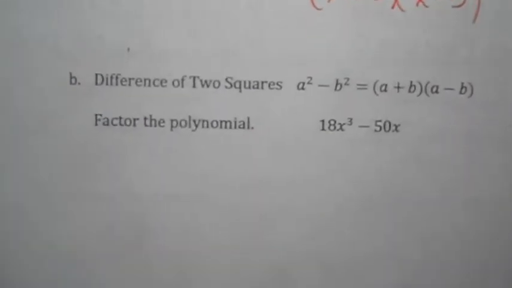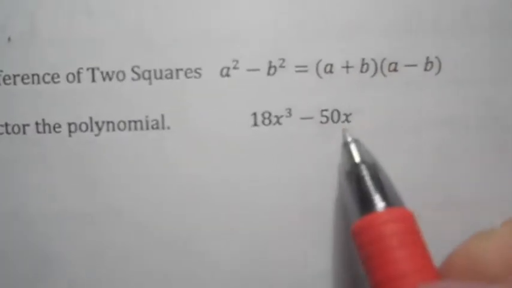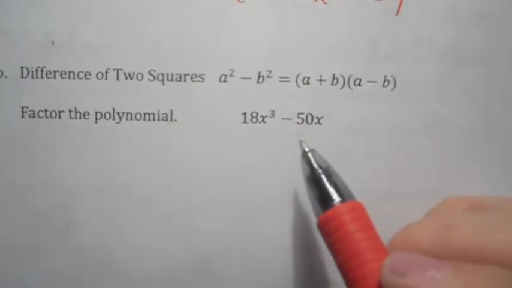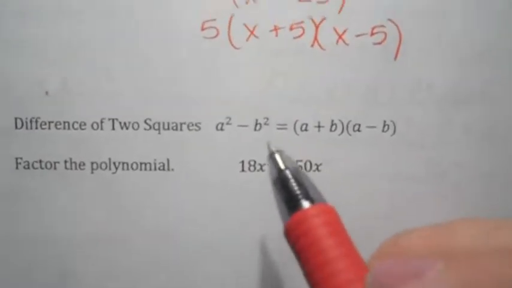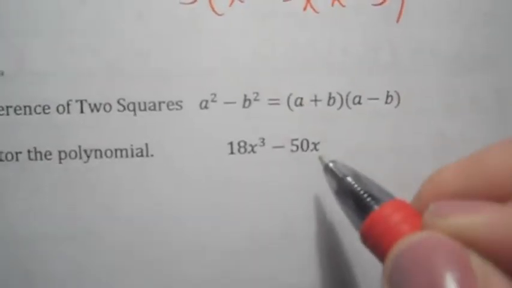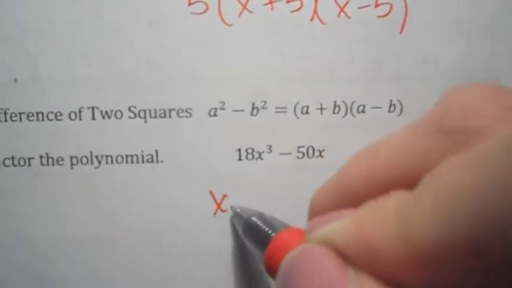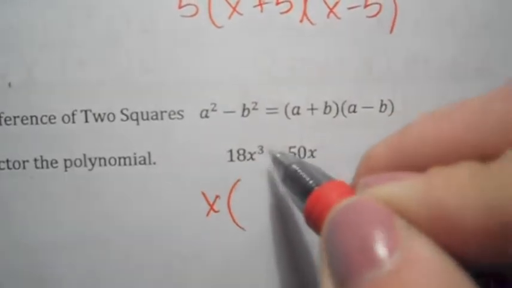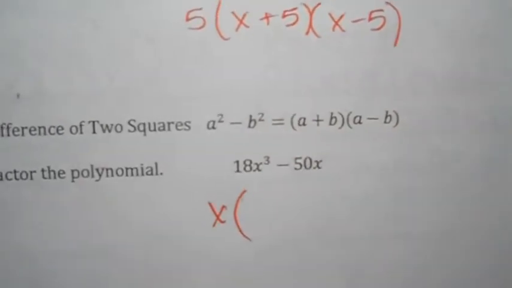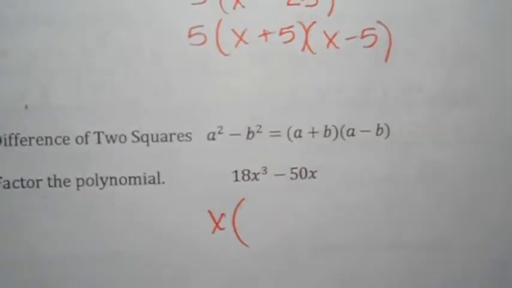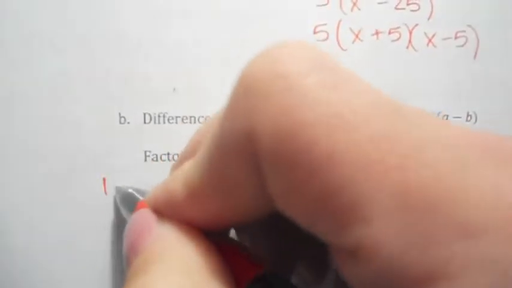Okay, let's try it again. 18x cubed minus 50x. We're going to factor out the GCF. So they both have an x, so we know an x is going to come out. But what about this coefficient? We have 18 and 50. If you're not sure, you can always make a factor tree.